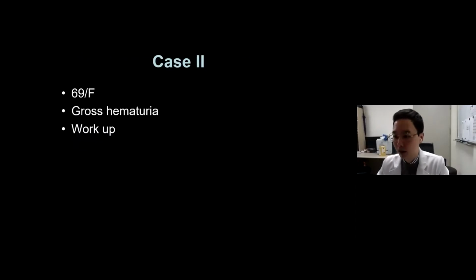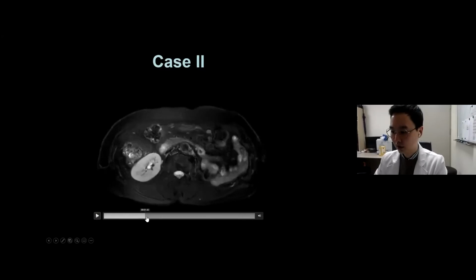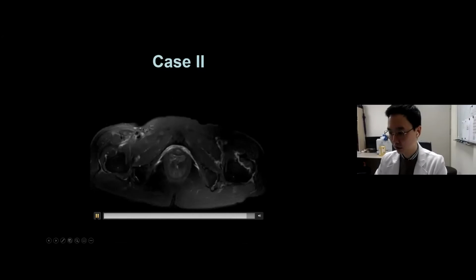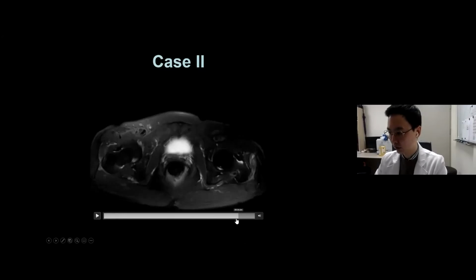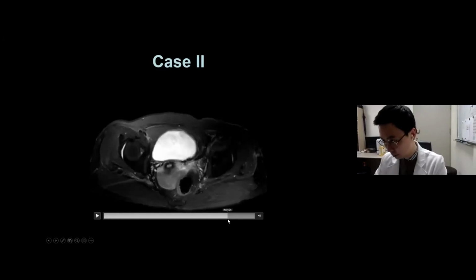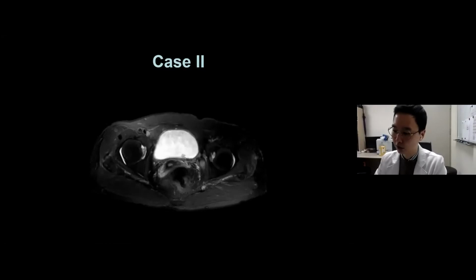So for the second case, a 69-year-old female patient came to the hospital because of gross hematuria, for workup. As you see from the image, you can see a small papillary type tumorous lesion in the posterior wall of the bladder.